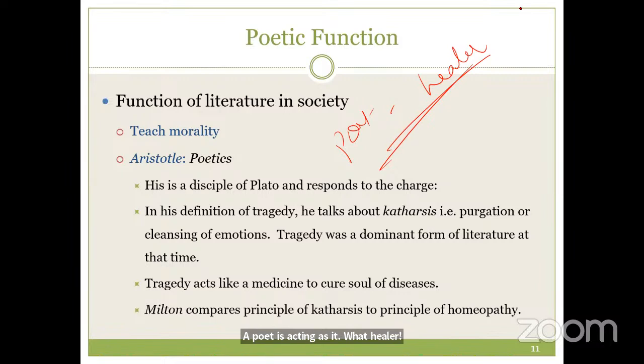In what way? He says the poet or a dramatist or a producer of literature, by giving a scenario, by giving a situation in the form of a poetry, in the form of a novel or a story or drama, right? He is trying for catharsis. What is it? It is nothing but purgation or cleansing of emotions, which means, I'll give you one modern example.